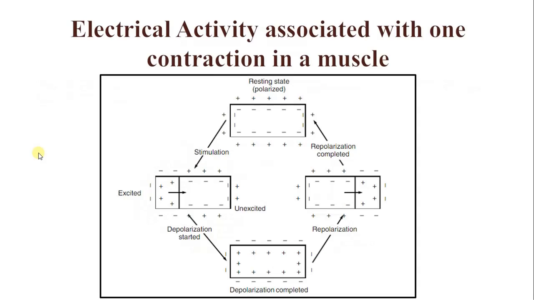Here you can see the electrical activity associated with one contraction in a muscle is shown. From the resting potential, the stimulus is applied, it comes into the excited state, polarized to depolarized, and again gets repolarized. So the cycle you can see here is shown for one contraction in a muscle.